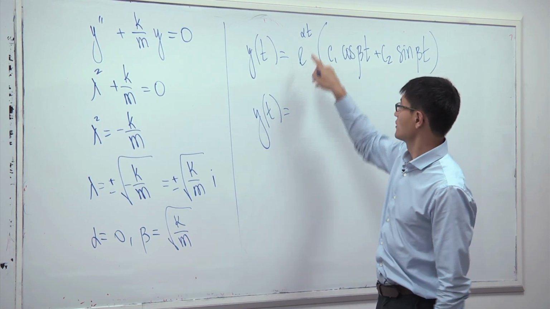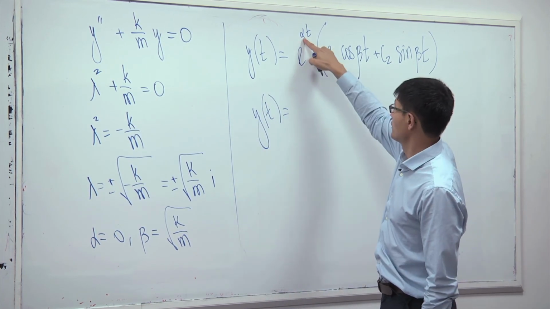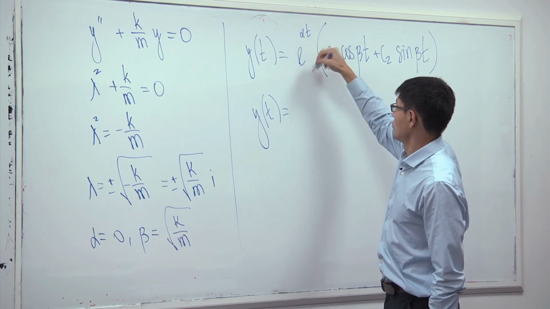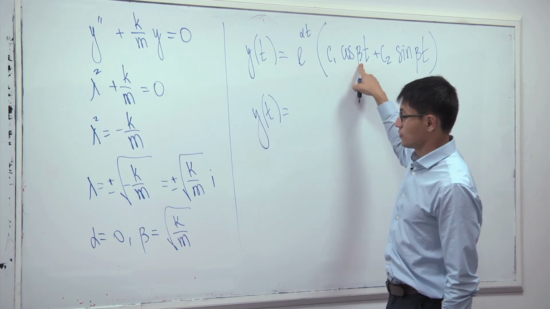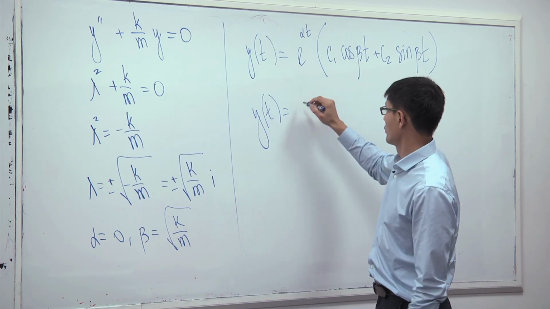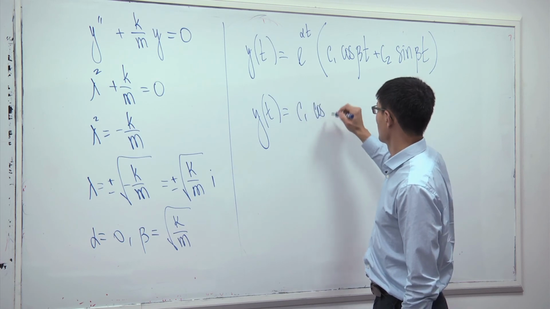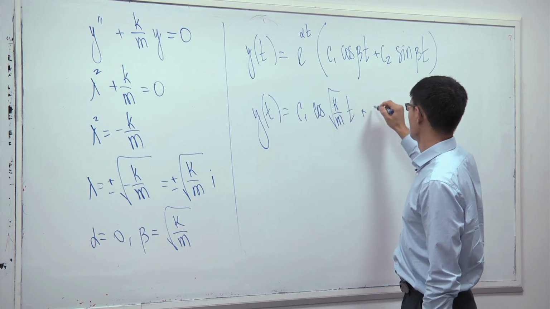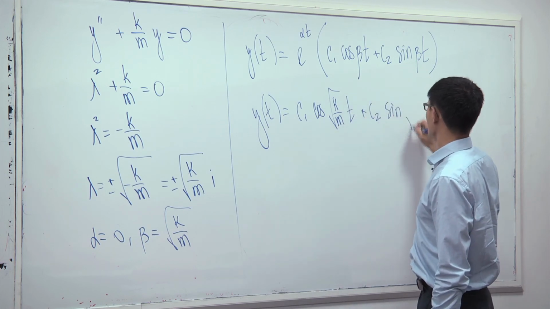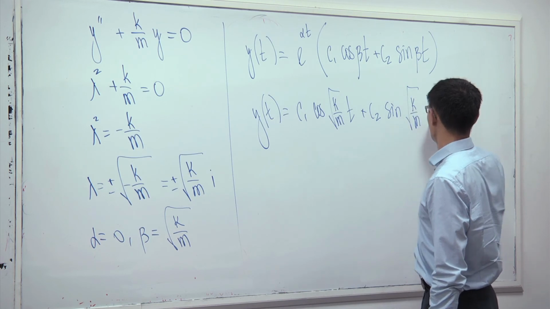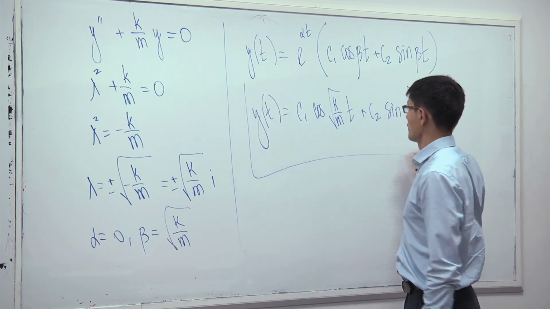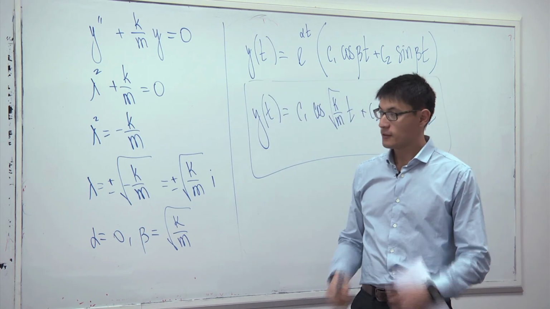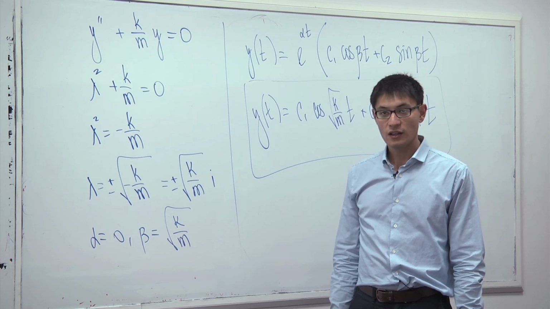And in our case, alpha is equal to 0. So if I put 0 here, e to the power 0 would be 1. So we don't have to write it. This term is 1. And beta is equal to square root of k over m. So what we get is c1 cosine square root of k over m t plus c2 sine square root of k over m t. So that's our solution. So this is one application of second order homogeneous equations with constant coefficients.